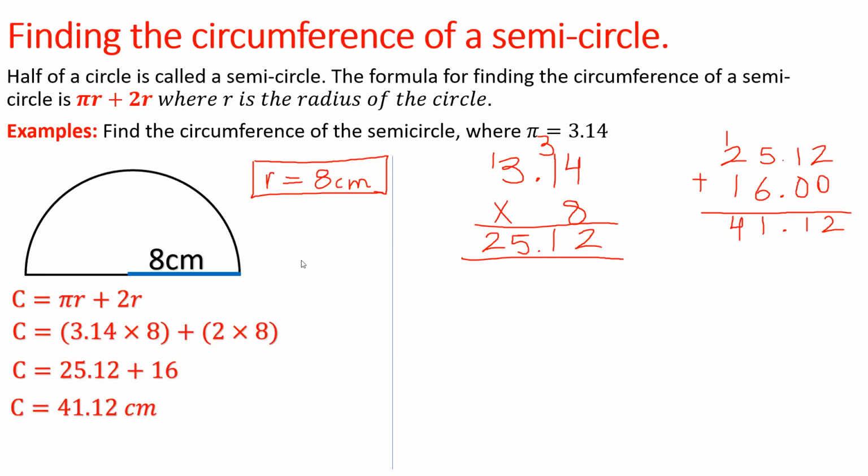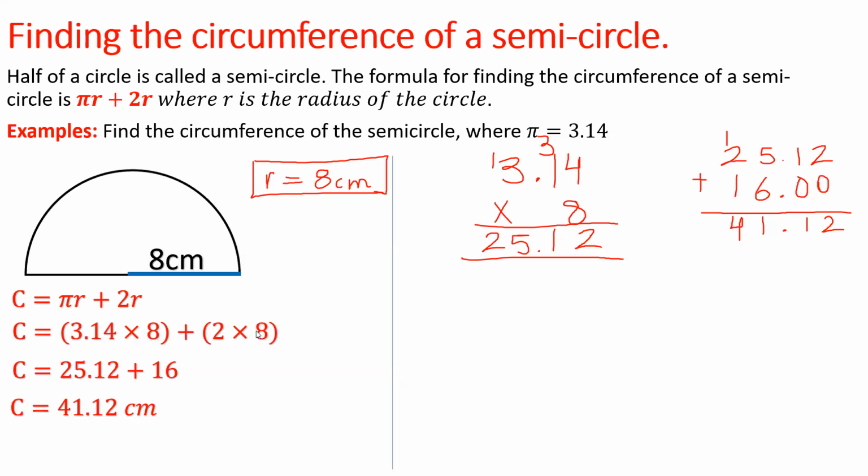Yes, Tanisha. Kaden, how did we get 41.12? The way we got to 41.12 is that we use the formula C equals pi r plus 2r. Then C equals 3.14, because pi equals 3.14, times 8, because the radius of the semicircle is 8 centimeters, as we know. And then we use 2 times 8, because of the 2r.